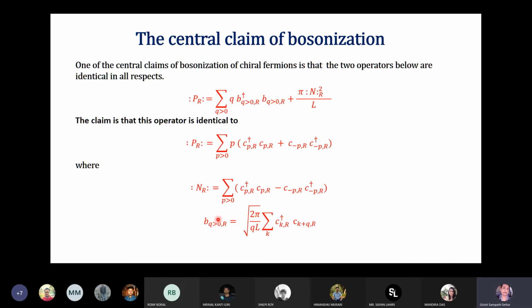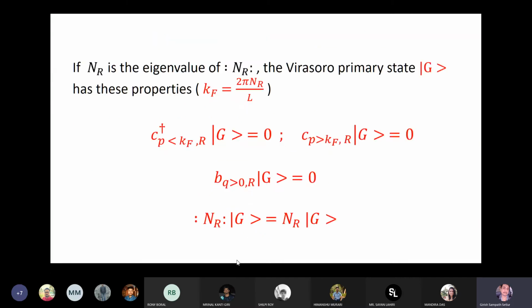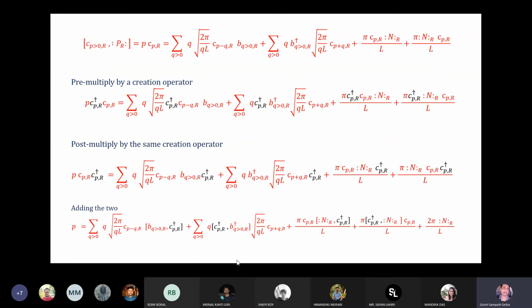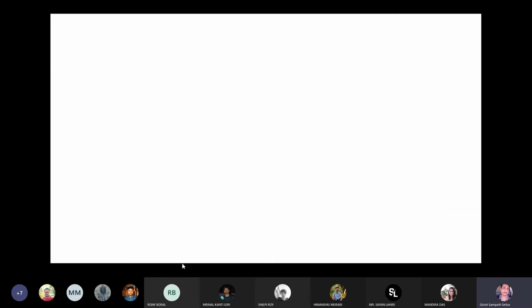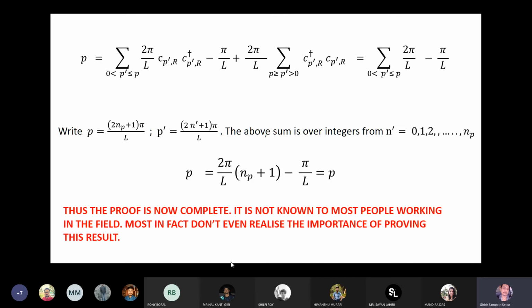So you start with the chiral anomaly and prove these are bosons. Then you also have to show that these are the same operators. Okay, we are not done yet, so there's more to go. As far as that central claim is concerned, that is it.